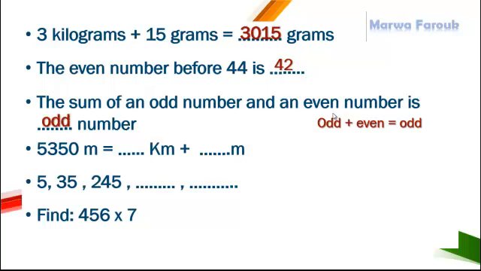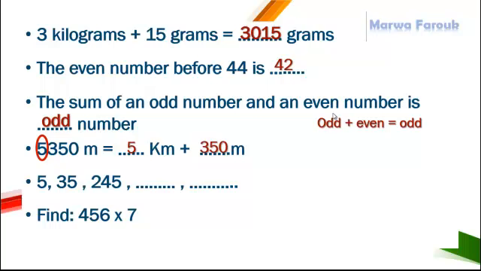Next one is very important. 5,350 meters equals how many kilometers and how many meters? Here the thousand digit is the kilometer, which is 5. Why? Because the kilometer has 1000 meters. So the digit in the thousand place is the kilometer, and the rest of the digits are the meters. So we have 5 kilometers and 350 meters.